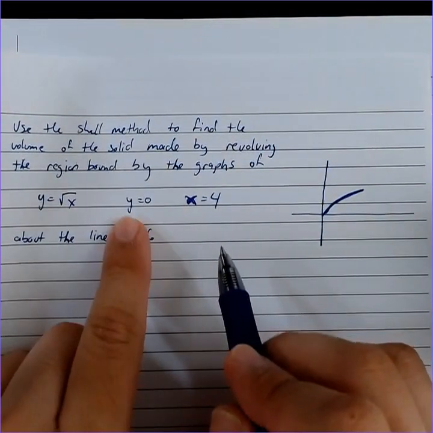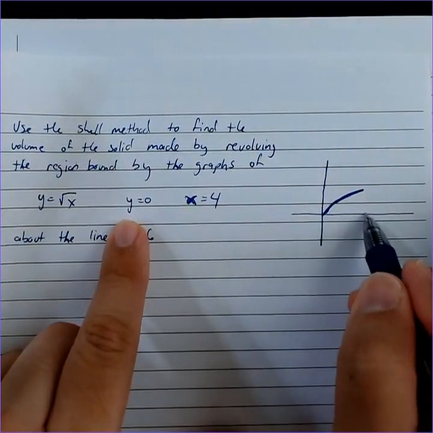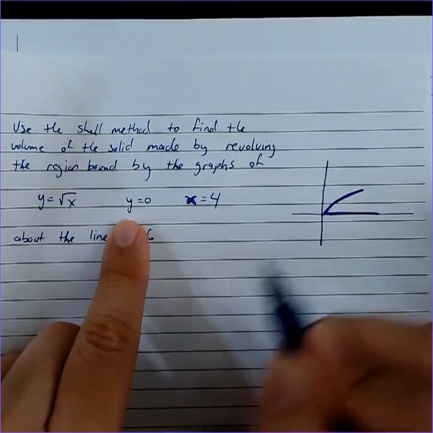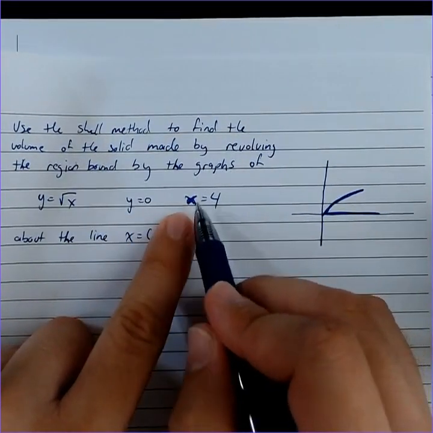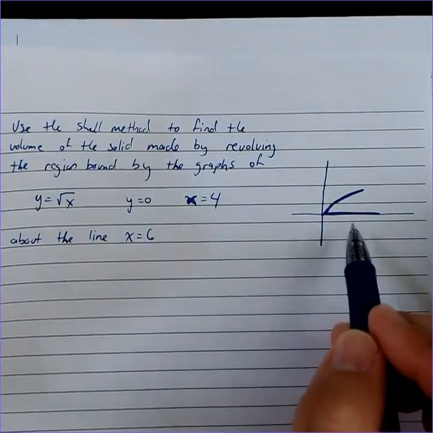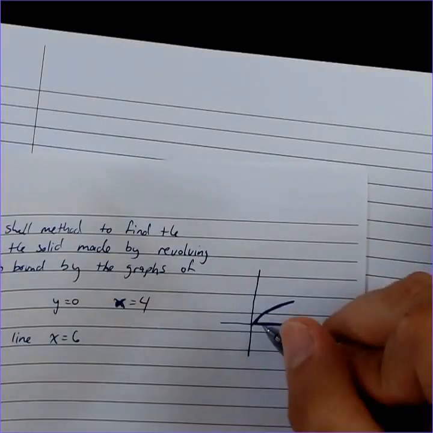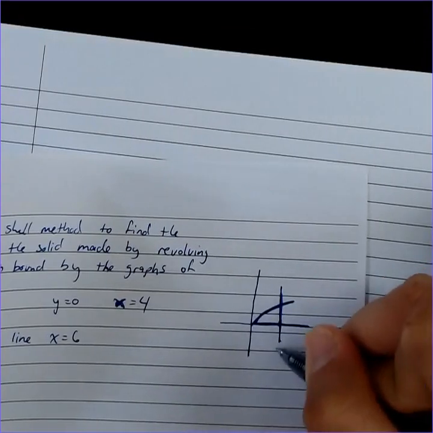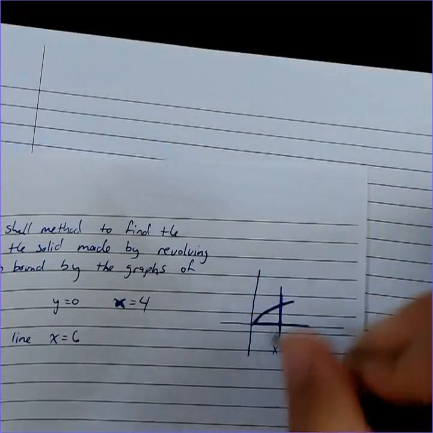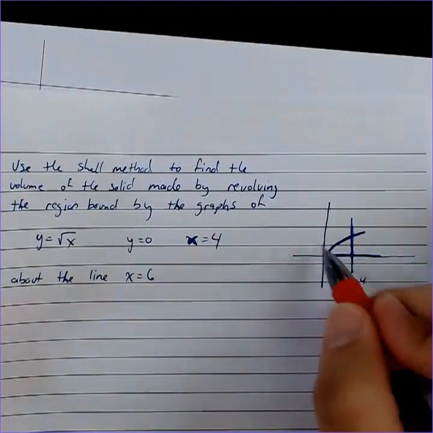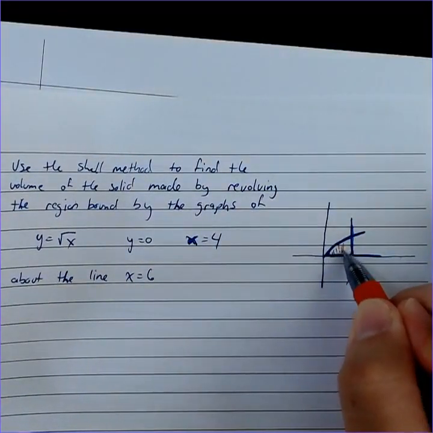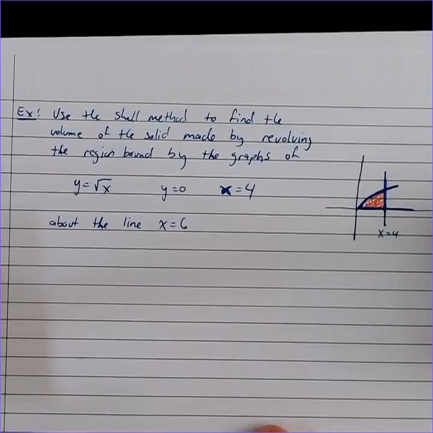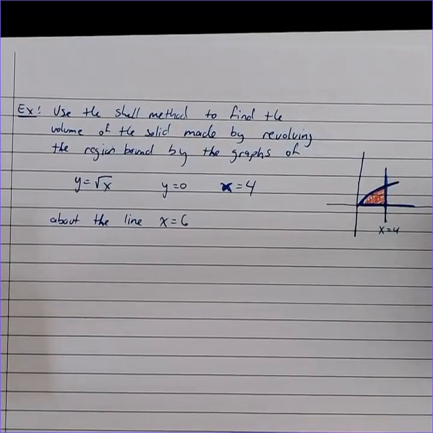Now, y equals 0, well, that's the x-axis. And x equals 4, well, that's a vertical line. That's 4 units to the right of the origin. So that's going to be maybe here. All right. So here's my region. It's the stuff that's bound by all 3 of those lines.